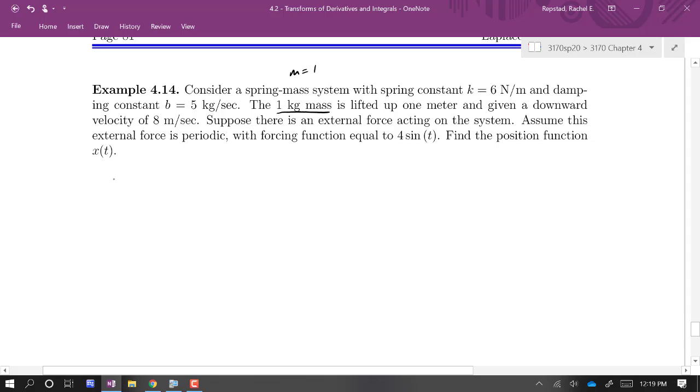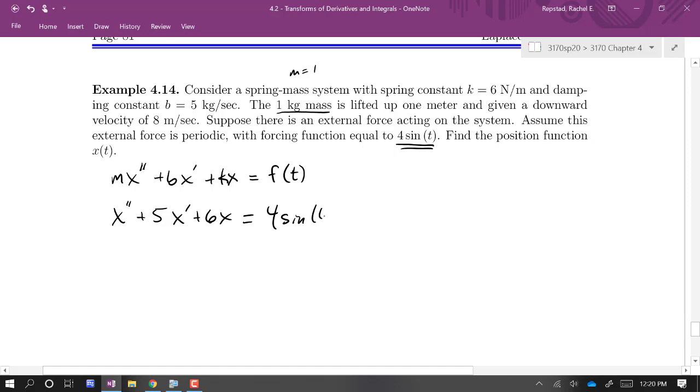So we start with, of course, our equation: mx double prime plus bx prime plus kx equals f of t, the forcing function. So for us, that's x double prime plus 5x prime plus 6x equals 4 times sine of t. Now they tell us that it's lifted up 1 meter, so its initial position is +1. And it's given a downward velocity of 8 meters per second, so its initial velocity is -8.